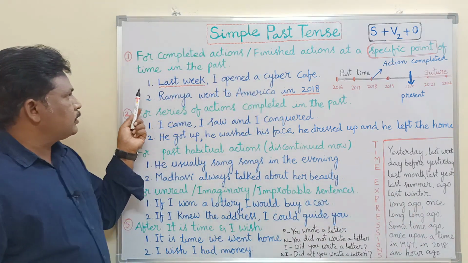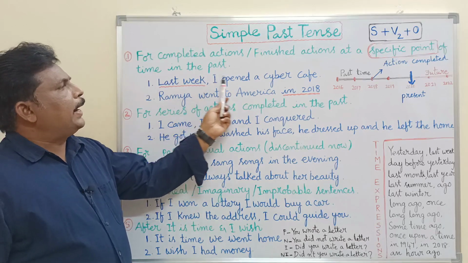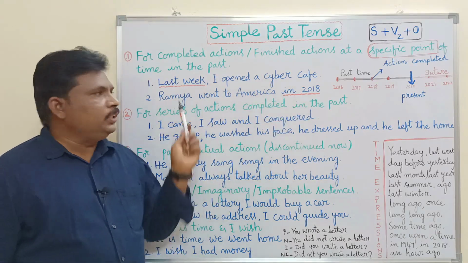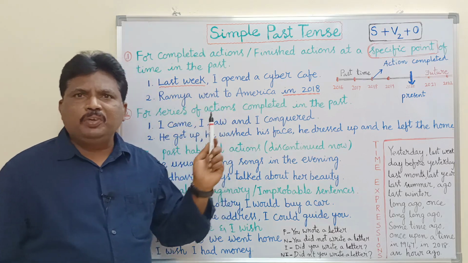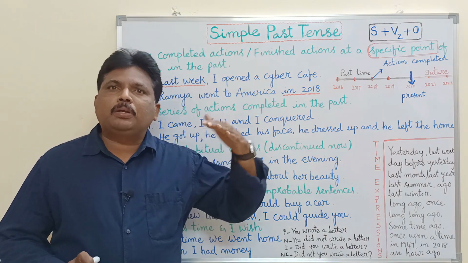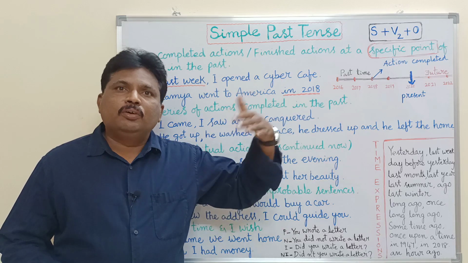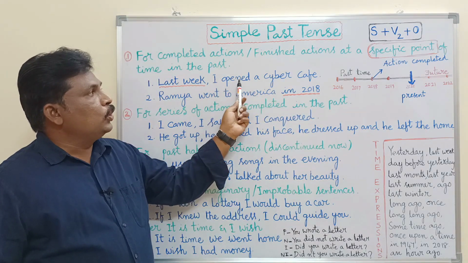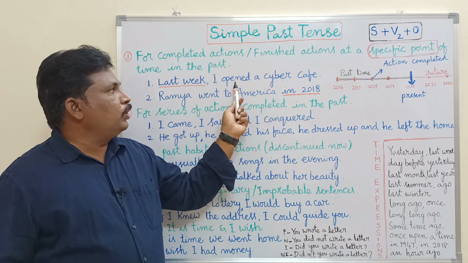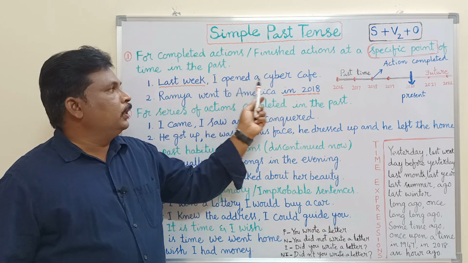Look at these examples. Last week I opened a cyber cafe. In this example, what is the time indicator? Last week. Last week is a time that passed. So this is used in simple past tense. Subject plus V2 plus object. V1 open, V2 opened.